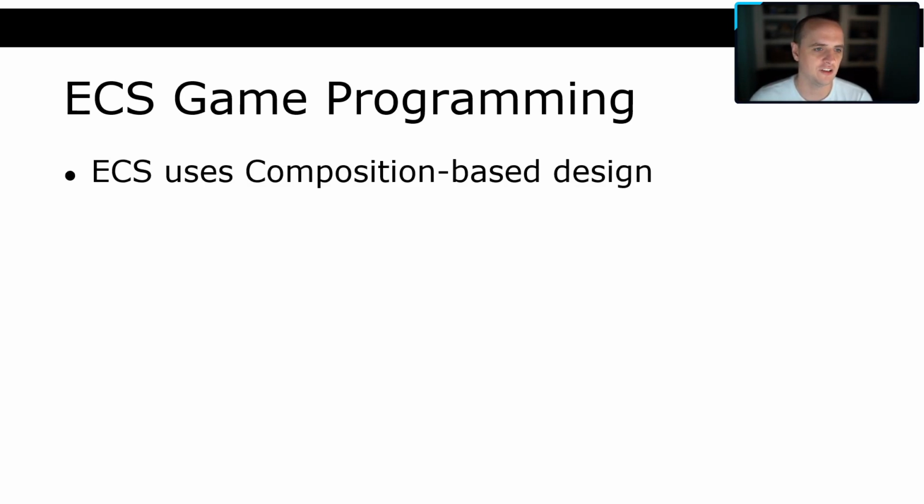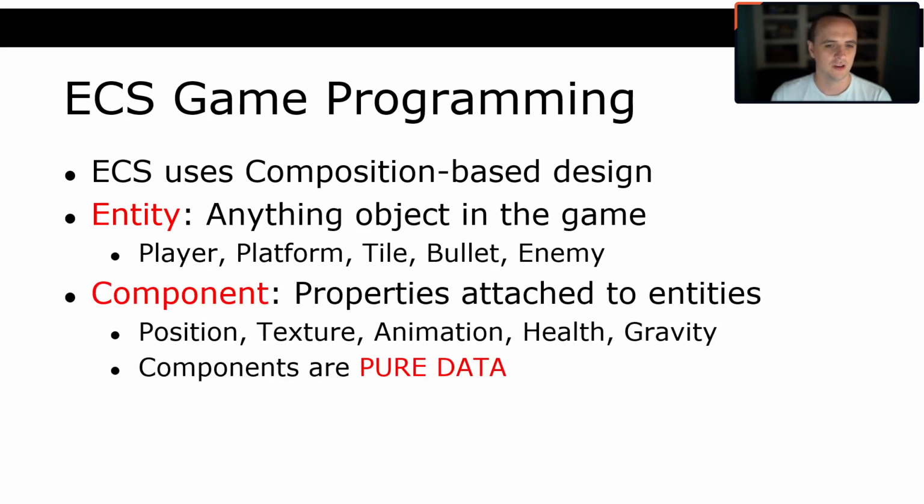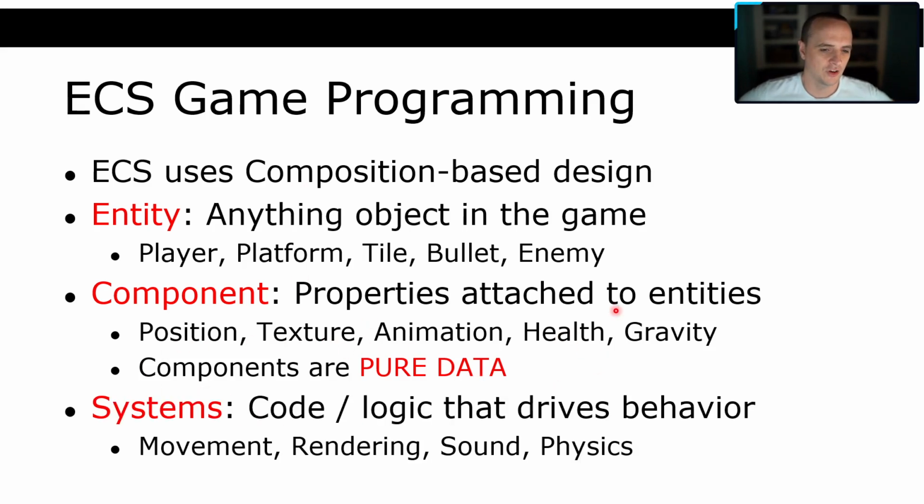So, ECS game programming. As I said before, ECS uses composition-based design. We are composing entities out of components. An entity is any object in the game. A component is a property that you attach to entities. The important thing here is that components are pure data, and systems are the code and logic that drives the behavior. For example, we might have a function that does all the movement in our game. We may have a function that does all the rendering or the sound or the physics. Those systems take in entities, they read the components of the entities, and then they do the logic based on that.